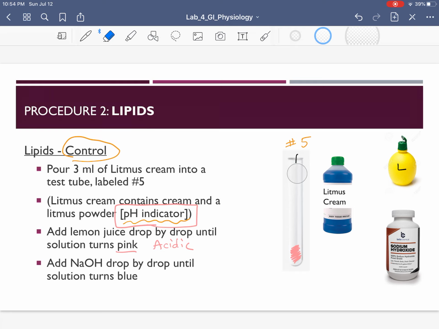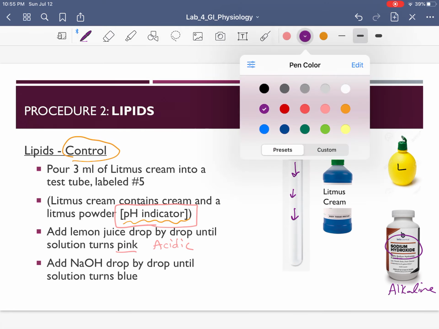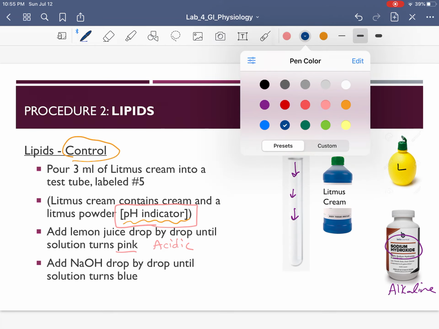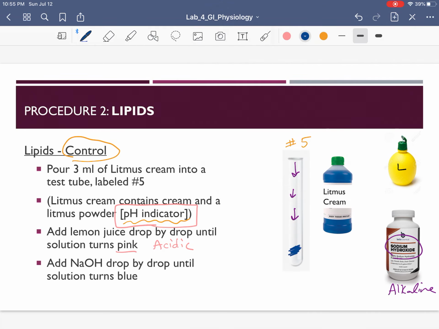Now we're going to add sodium hydroxide. Sodium hydroxide is NaOH. This is an alkaline solution. It's an alkaline product. Now we're going to add sodium hydroxide drop by drop until the solution usually turns this kind of blue. Until it turns blue.